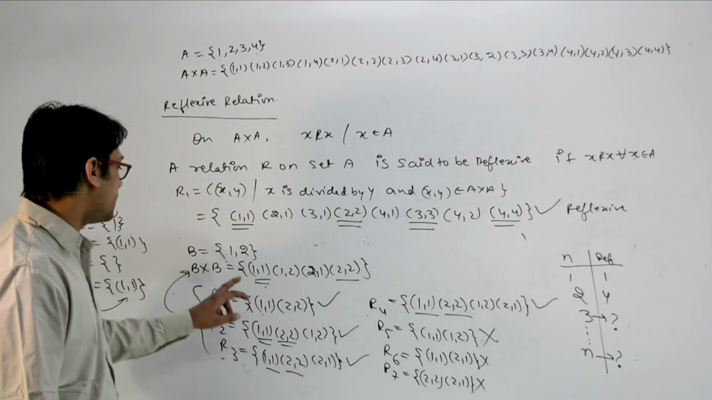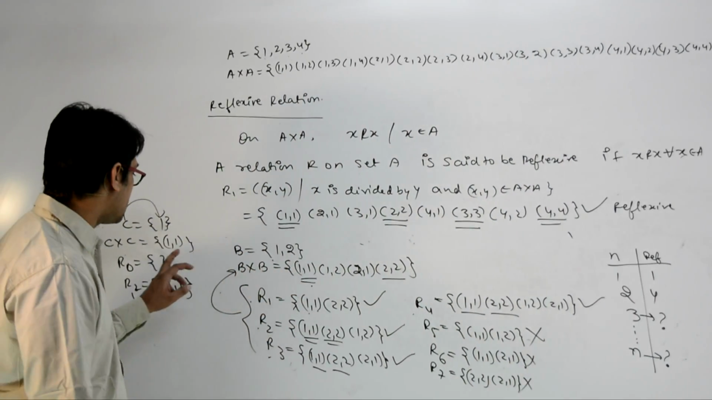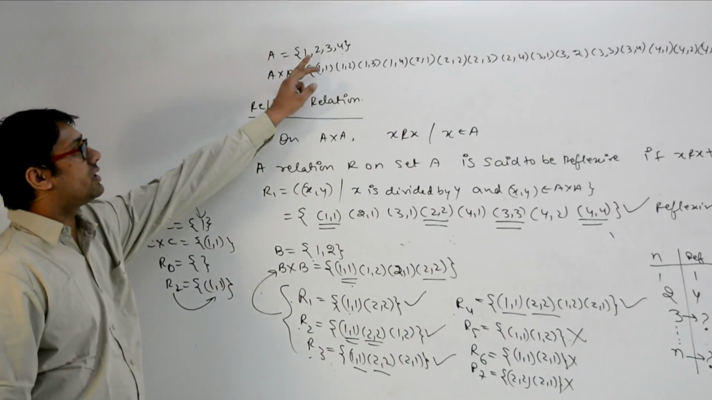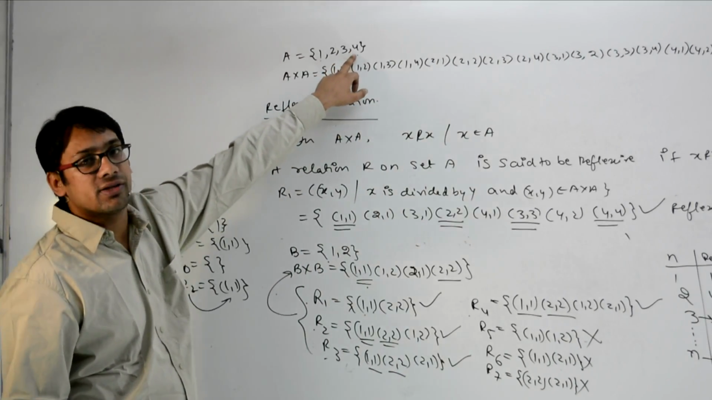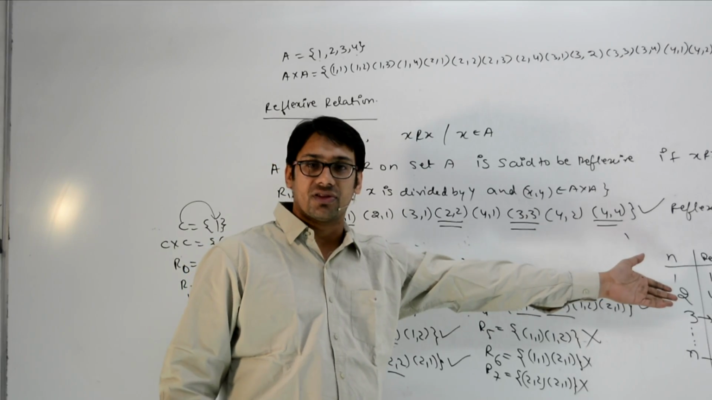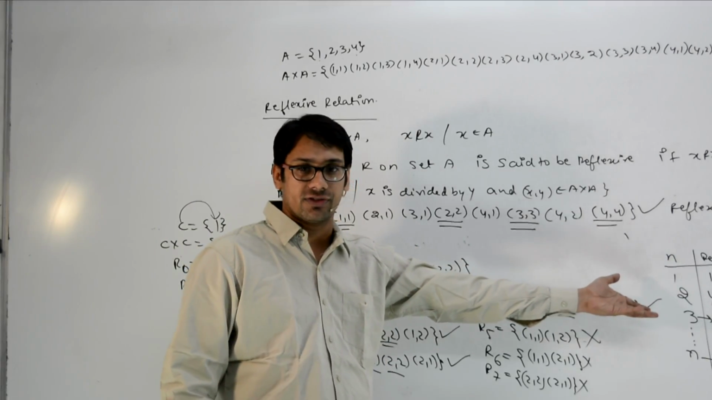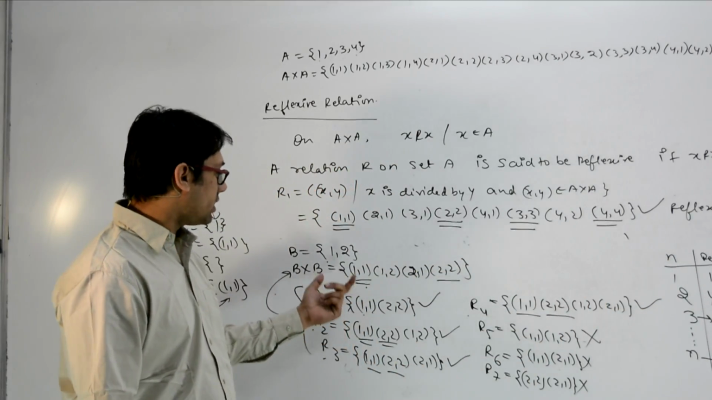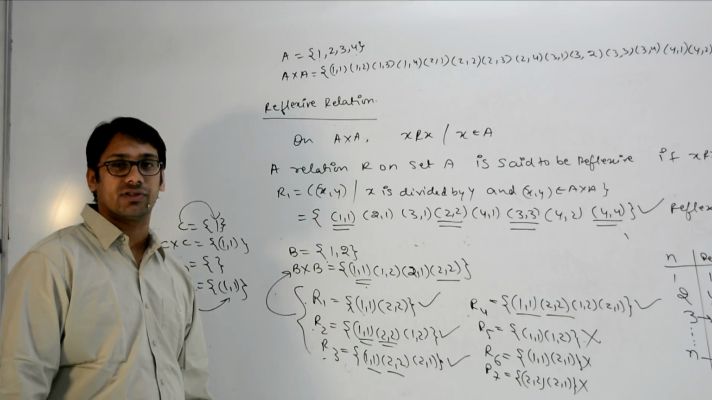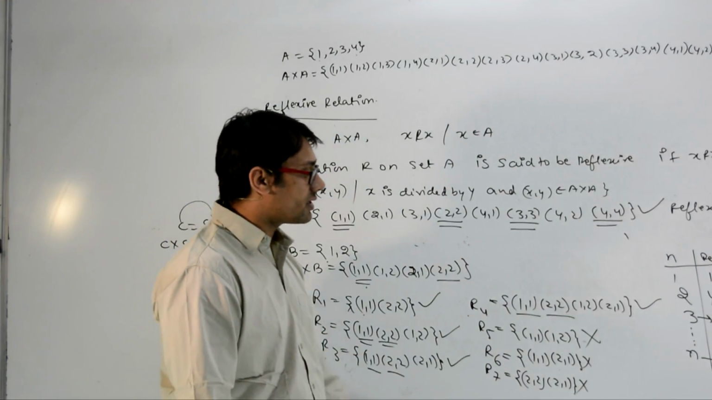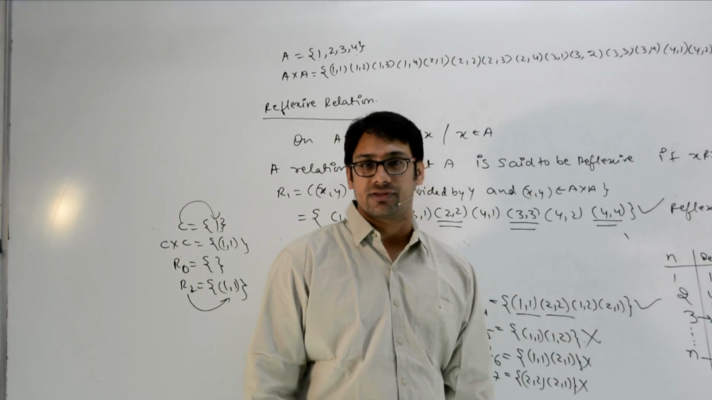For example, here B was containing 2 elements, C was containing 1 element, A was containing 4 elements. On the set A, which is containing 4 elements, how many different reflexive relations can be there? On the set B, which is containing 2 elements, we are getting 4 reflexive relations. In the same way, if a set is containing n elements, how many reflexive relations can be there?